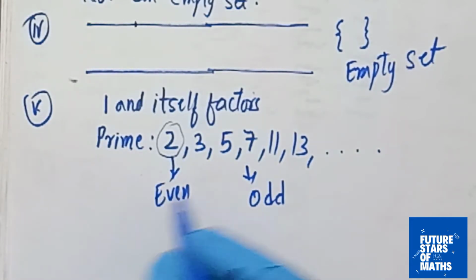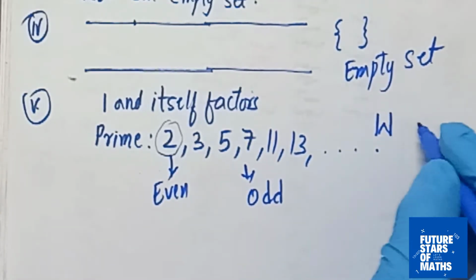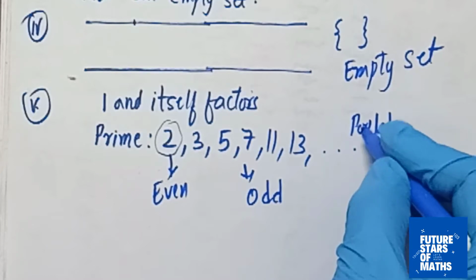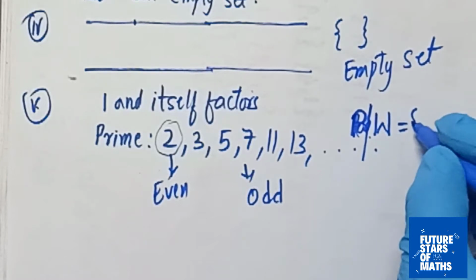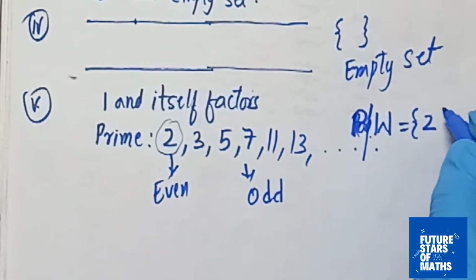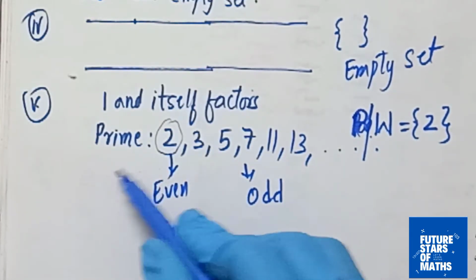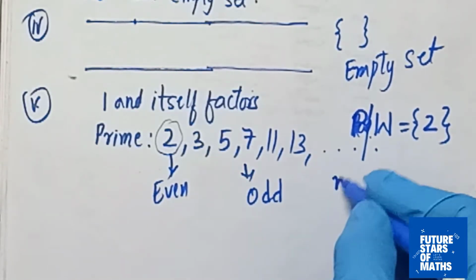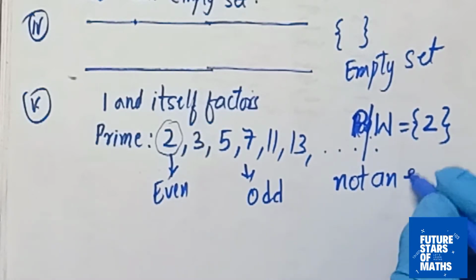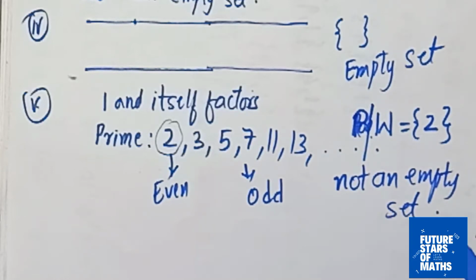So what will we get in the set here? Suppose we write the name as W, or P also you can write. Since it is given P, we can name it as P also. So what will we get? In the set we will get an element 2, since it is an even prime number. So is it an empty set? No, because we are getting one element in it, so it is not an empty set. Is it clear, students? That is how to find out whether it is an empty or non-empty set.